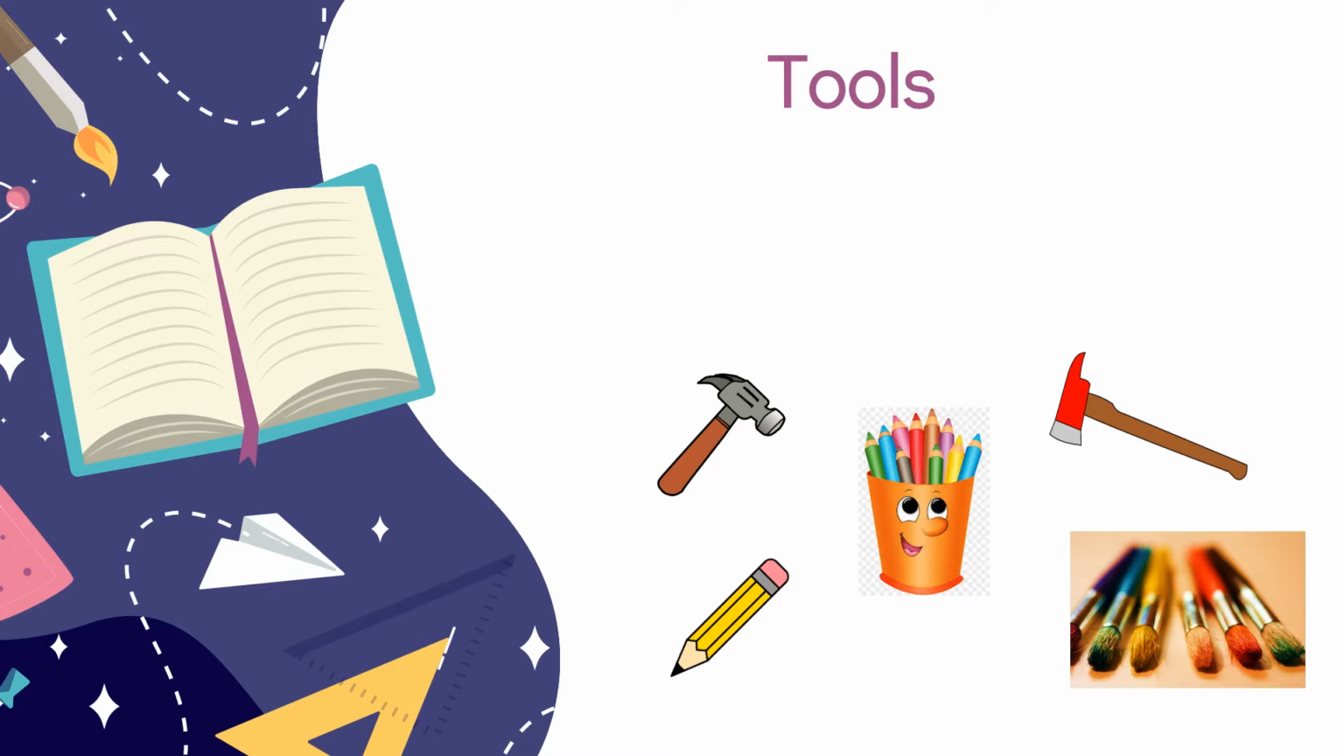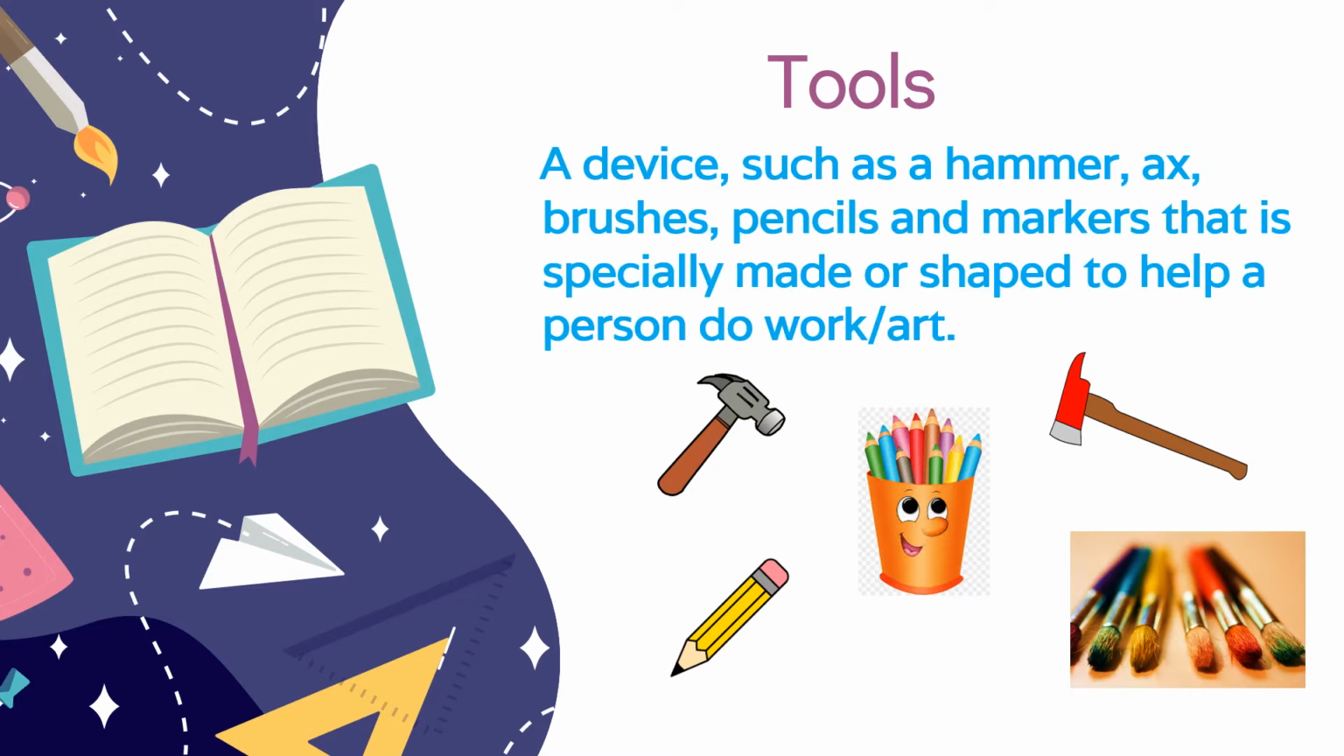Then we have the next word, which is tools. And it means a device such as a hammer, axe, brushes, pencils, and markers that is specially made or shaped to help a person do work or art. So you see the different kinds of tools. For example, the tools that you used for your virtual class are the computer. You also use a notebook. You also use pencils, crayons. So we use different kinds of tools for different kinds of activities.